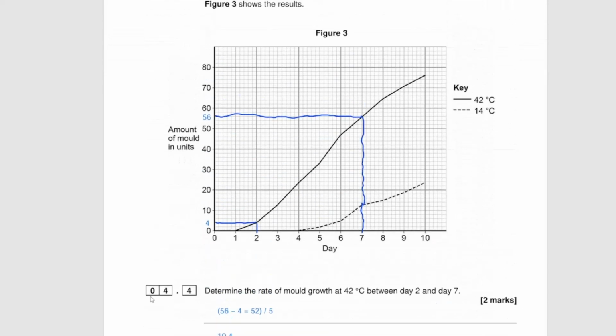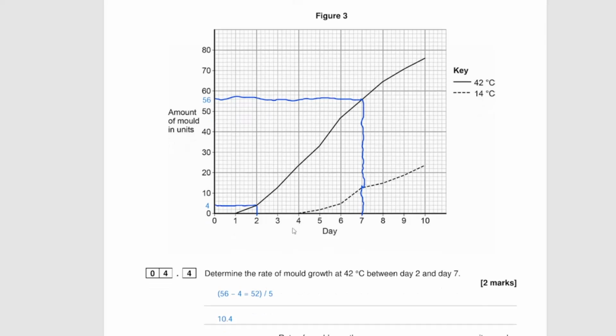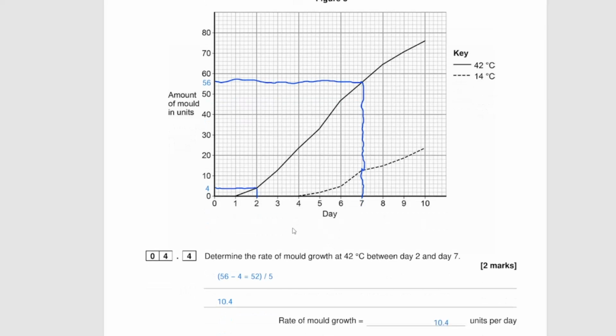Then we're asked to determine the rate of mold growth at 42 degrees Celsius between day 2 and day 7. Now, because it's 42 degrees Celsius, we're using the straight line. Firstly, we need to work out the change in the amount of mold units, because it goes from 4 to 56, that's 52. And then you divide 52 by the number of days, which is 5. 52 divided by 5 is 10.4. So the rate of mold growth is equal to 10.4 units per day.